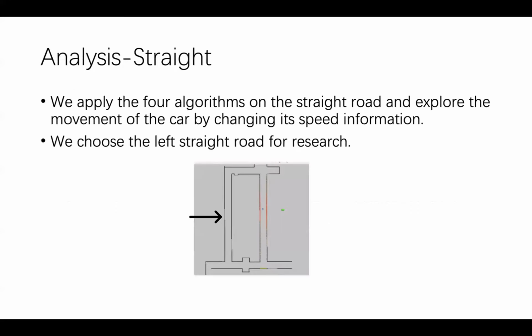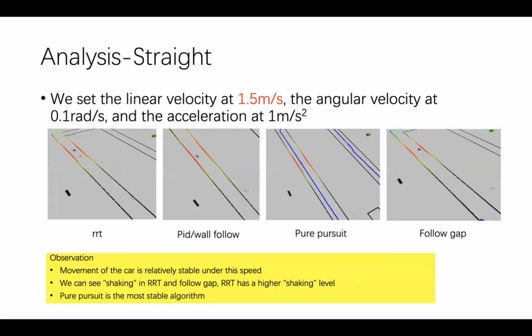So the next is a case analysis here. We have four kinds of situations: go straight, turn left, and others. So we apply the four algorithms on the straight road and explore the movement of the car by changing speed information. And we chose the left straight road for research here. Here we can see we have four different algorithms: RRT, wall follower, pure pursuit, follow gap. This is the default setup here.